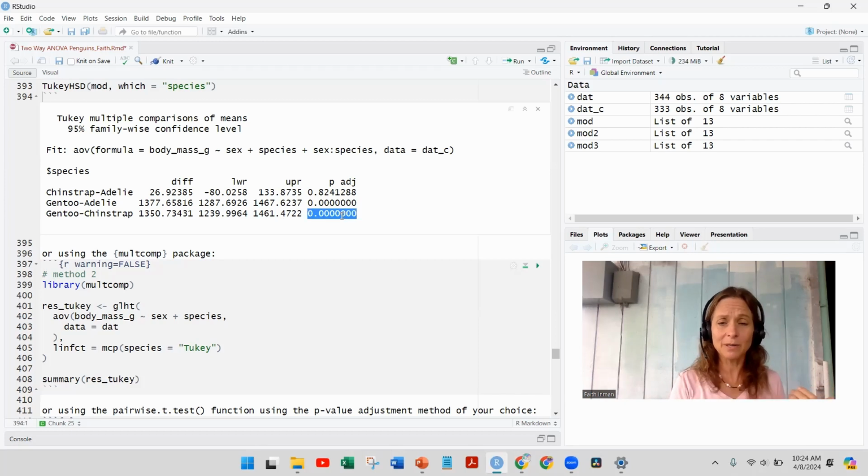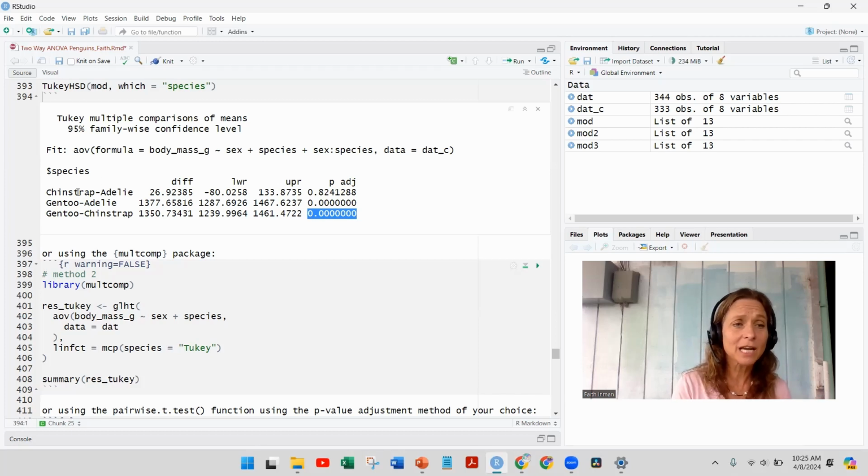We have a very small p-value. So this is how it all works together. That mean difference, the confidence interval, the p-value. We can say, yes, there is a significant difference in mean body mass between Gen 2 and chin strap.